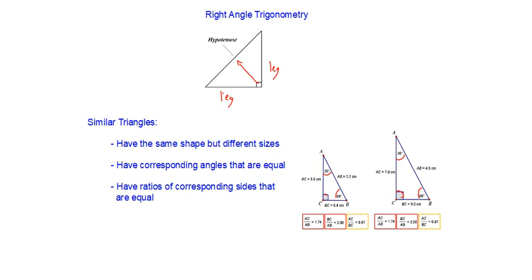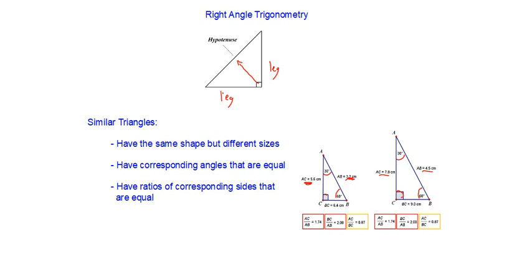Now the really useful piece of information here is that the ratio of corresponding sides are equal for similar triangles. What I mean by that is that if we take this side length AC and divide it by AB, which is over here, we'll get 1.74. If we do that same thing on the larger triangle, 7.8 divided by 4.5, we will also get 1.74. So it doesn't matter what size the triangle is, as long as the angles are the same, the ratios of the side lengths will be the same.